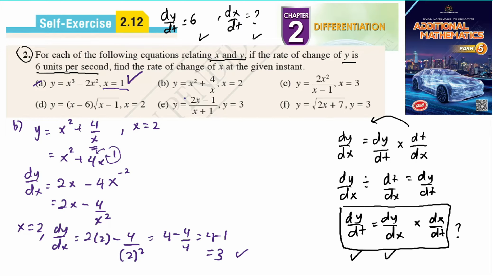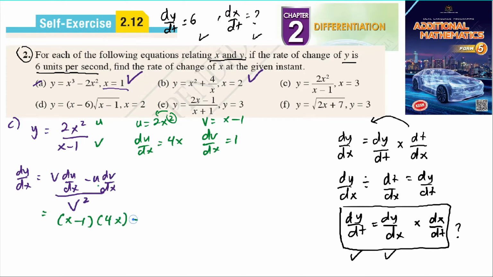So here, up here is u, this one is v. u is equal to 2x squared, so du over dx is equal to 2 times 2 is 4x. v is equal to x minus 1, dv over dx is equal to 1. So v is equal to x minus 1, du over dx is 4x, minus u is 2x squared, and dv over dx is equal to 1, divided by v squared. v is x minus 1 squared.